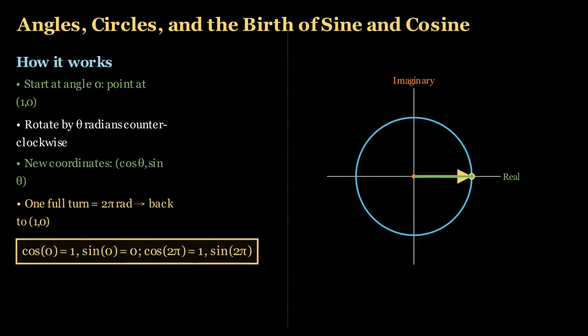bottom. After a full 2 pi radian turn, the dot is right back at (1, 0), so cosine of 2 pi is 1, and sine of 2 pi is 0. The cycle is complete and ready to repeat.